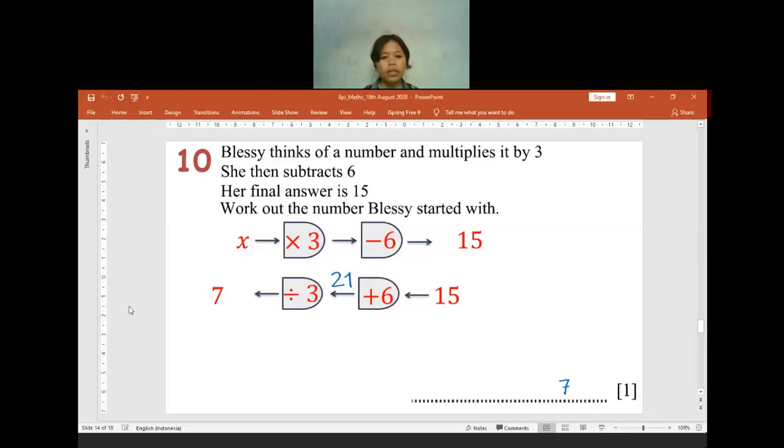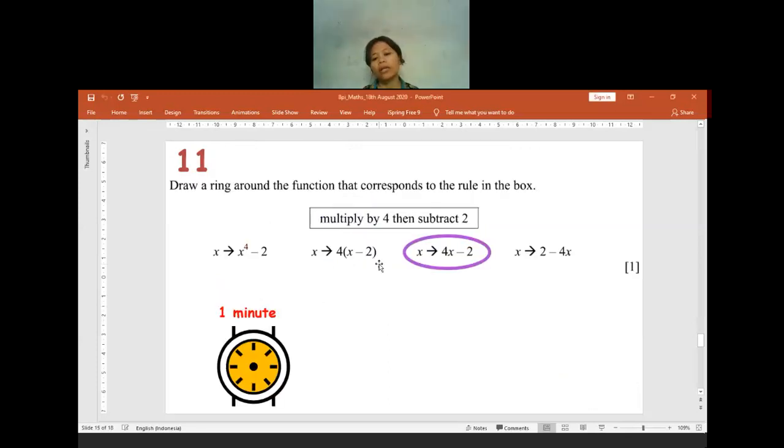Question 11 in here, multiply by 4 then subtract 2. So we have the number x. The x multiplied by 4 will be 4x. So that's why we pick the 4x. x to the power 4 is wrong. 4 open bracket, no. And then for the other one, 2 minus 4x. No, subtract 2 has to be at the back. Do not write it in the opposite way. So the answer is only 4x minus 2.